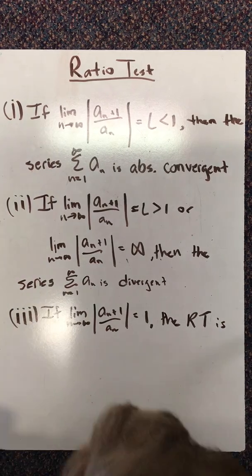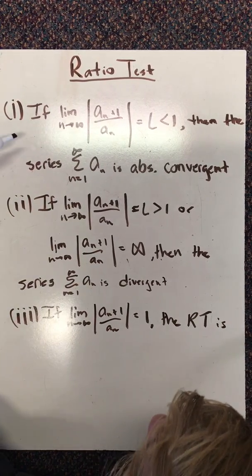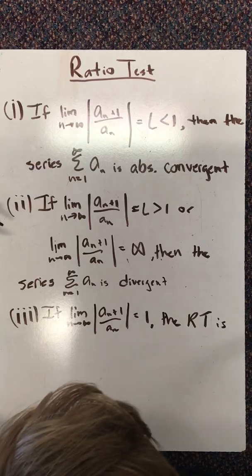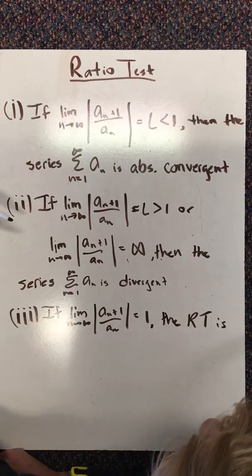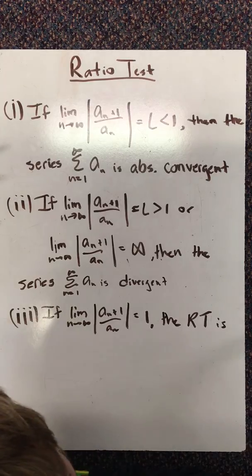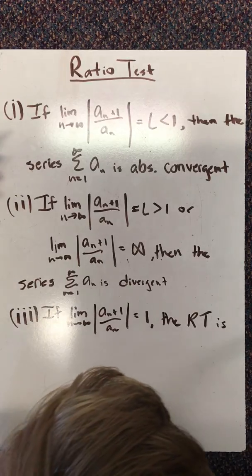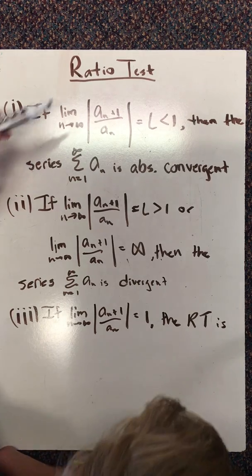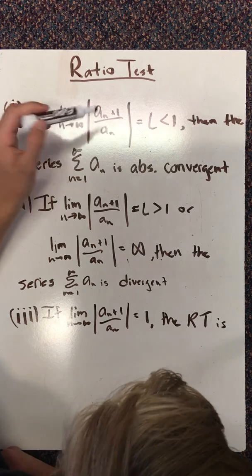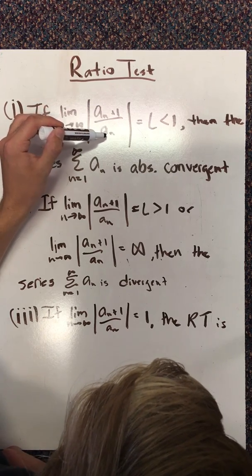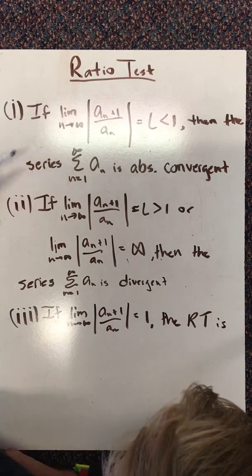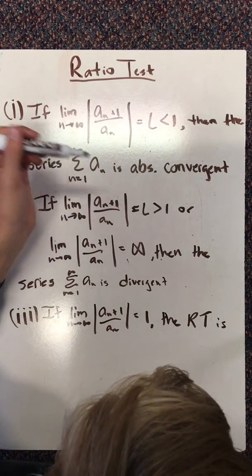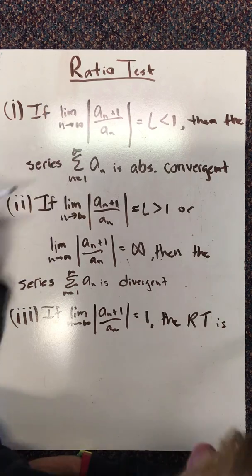So here are your three requirements. 1, 2, 3. If the limit as n approaches infinity of the absolute value of a sub n plus 1 over a sub n equals L less than 1, then the series a sub n is absolutely convergent. Pretty simple, right? So you do your limit and you just pretty much add 1 to your top, and then you keep your original series the same. And then you solve that, and you get your limit, and you compare it with 1, and if it's below it, then it's absolutely convergent, you're good to go.